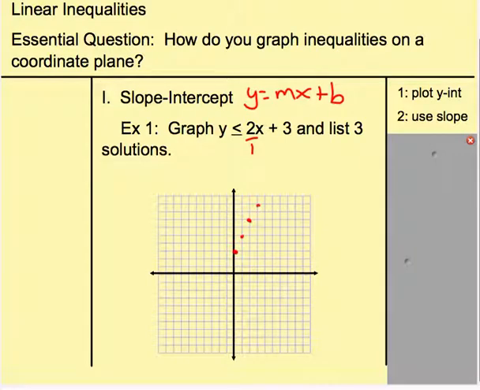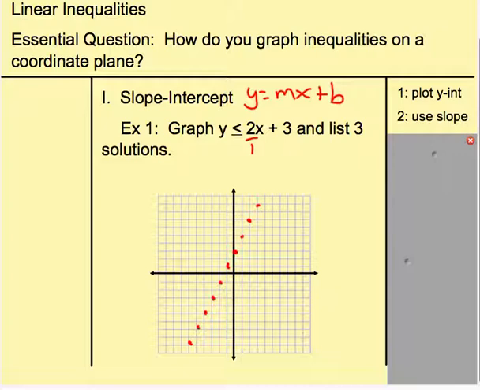And I like to use my whole coordinate plane. So you can also fall 2 and run left 1. Make sure that your slope matches your line. And what I mean by that is if you have a positive slope, your line should be rising. If you have a negative slope, your line should be falling.